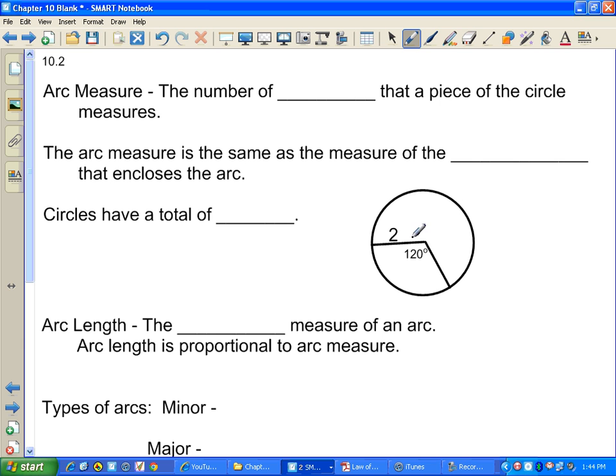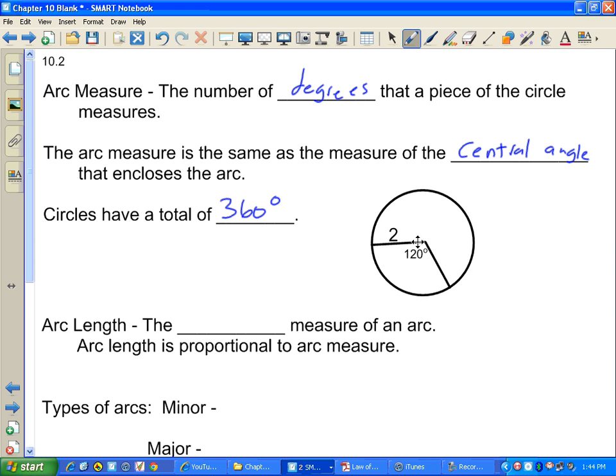And we measure it the same way we measure angles because they're directly related to the angle that intercepts the arc. Okay, so it's the number of degrees that a piece of the circle measures. That's arc measure. The arc measure is the same as the measure of the central angle that encloses it. And circles have a total of 360 degrees.